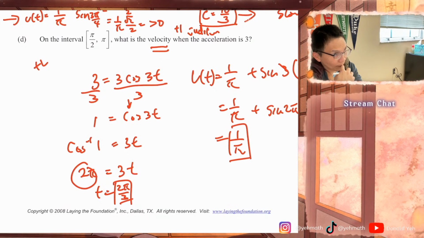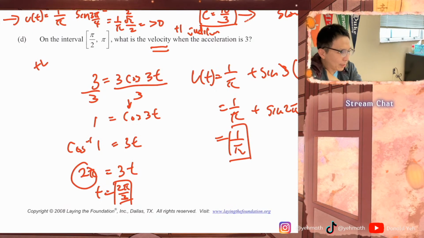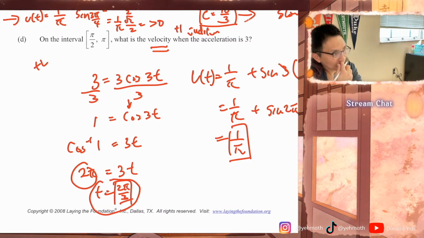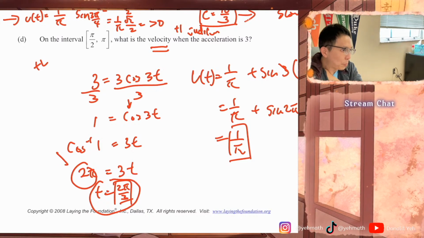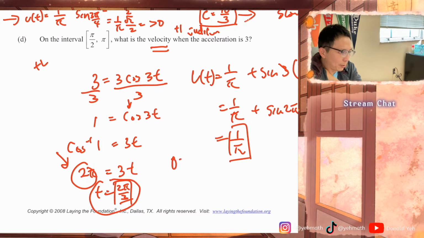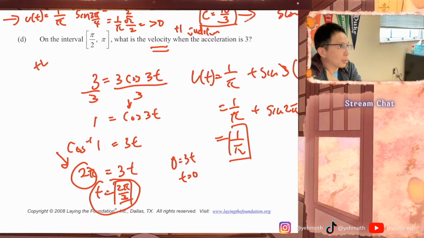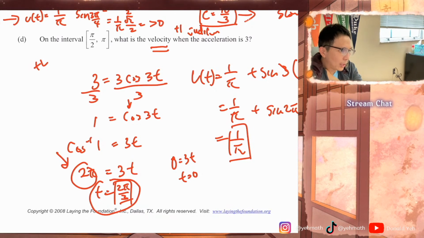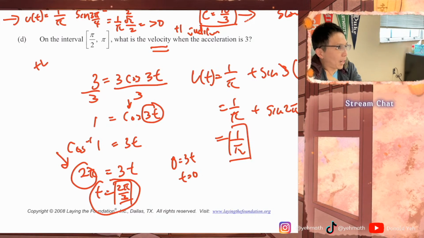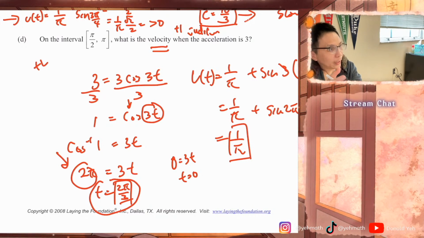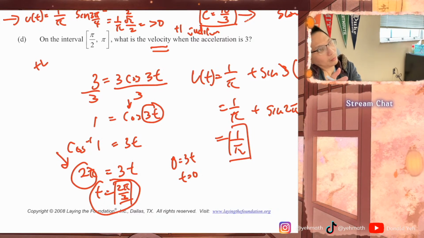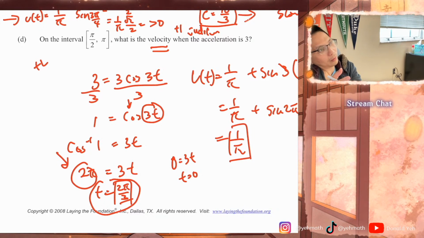Isn't it supposed to be within the interval that it gives you? It doesn't matter. Now it's within the interval. Do you see that? 2 pi over 3 is between pi over 2 and pi. That's why we set it to 2 pi. If I set it to 0, then 0 equals 3t, t equals 0, and that's not within the interval. But 2 pi is the result. Whatever is here is going to be 2 pi. So 2 pi is equal to 3t, t must equal 2 pi over 3. So it has to be in that boundary once it's plugged into the equation.